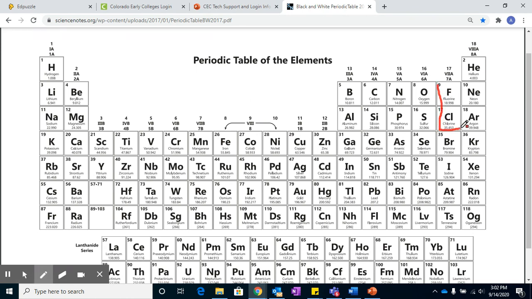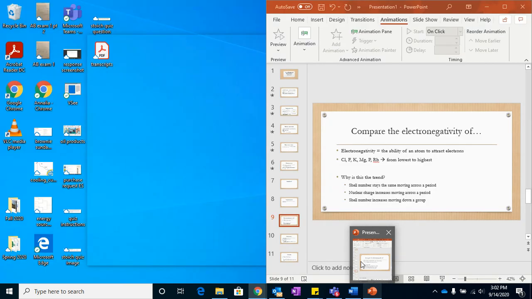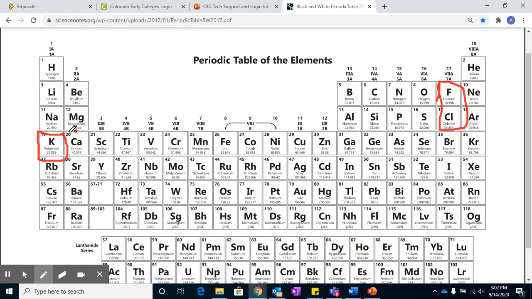Okay. Fluorine and chlorine are right here. You had potassium. Who else are we looking at? Magnesium, phosphorus, rubidium. So magnesium, phosphorus, and rubidium. Again, start a GoFundMe so Miss Acuna can get a Surface Pro.